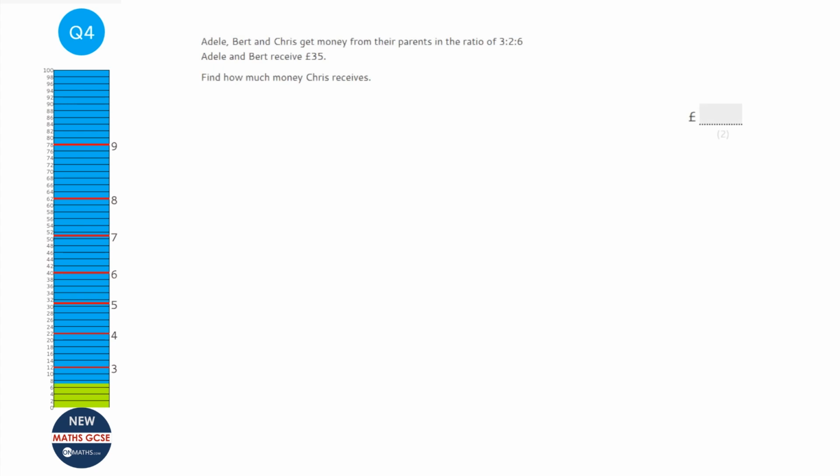Whenever answering questions involving ratios, always double check that you read the question, because here it might look like the total is £35, but if you read the question it says Adele and Bert received £35. Now, to do this question, we've got to first of all work out how many parts Adele and Bert are getting in the ratio. So Adele gets 3 parts and Bert gets 2 parts.